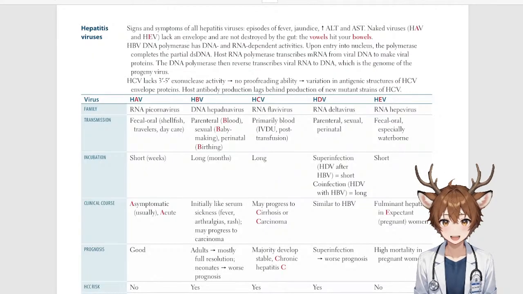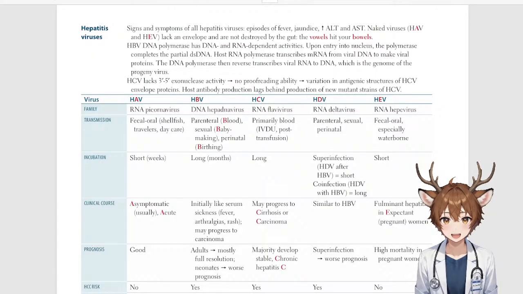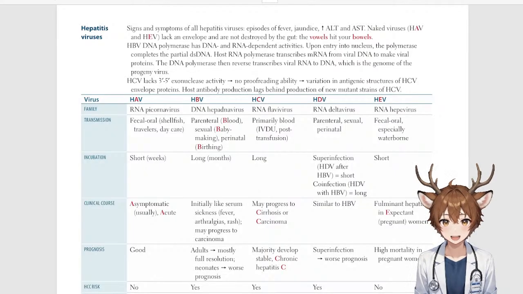They lack an envelope. HBV DNA polymerase has DNA and RNA dependent activities. Upon entry into the nucleus, the polymerase completes the partial double-stranded DNA. Host RNA polymerase transcribes mRNA from the viral DNA to make the viral proteins. The DNA polymerase then reverse transcribes the viral RNA into DNA, which is the genome of the progeny virus. HCV lacks 3' to 5' exonuclease activity, leading to no proofreading ability, leading to antigenic variation of the HCV envelope proteins. The host antibody production lags behind production of new mutant strains of HCV.